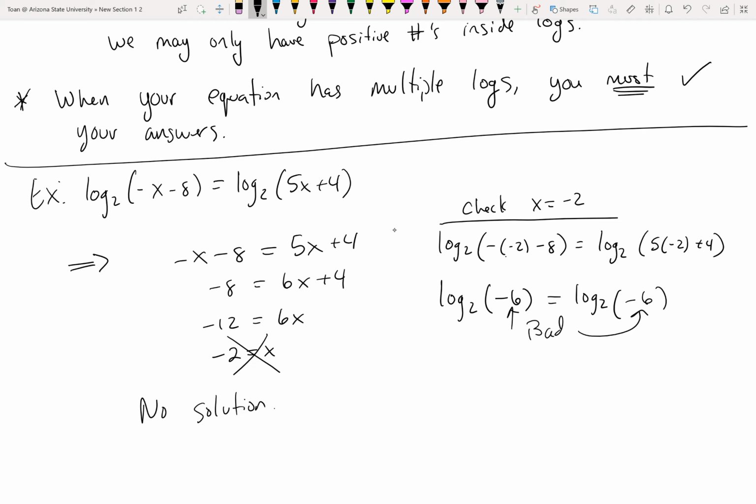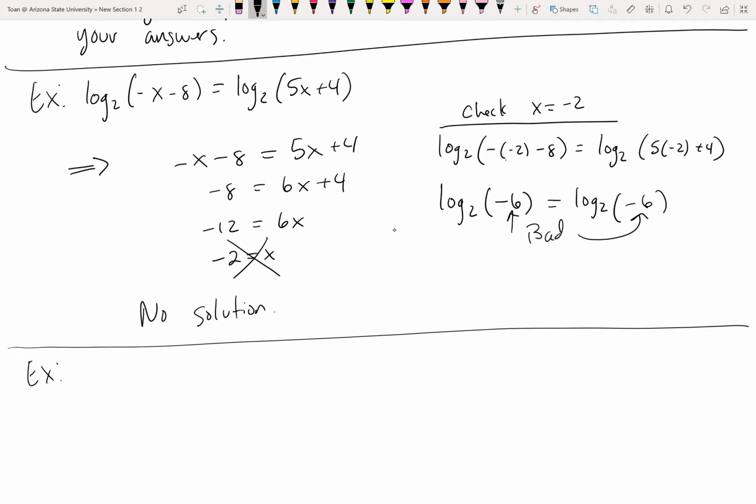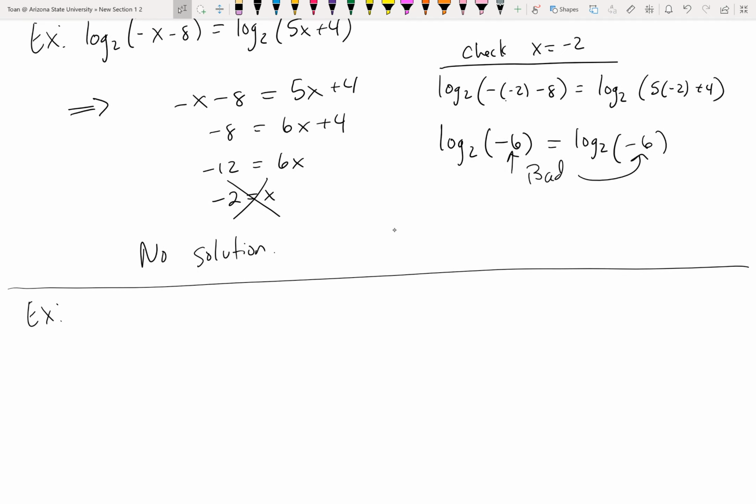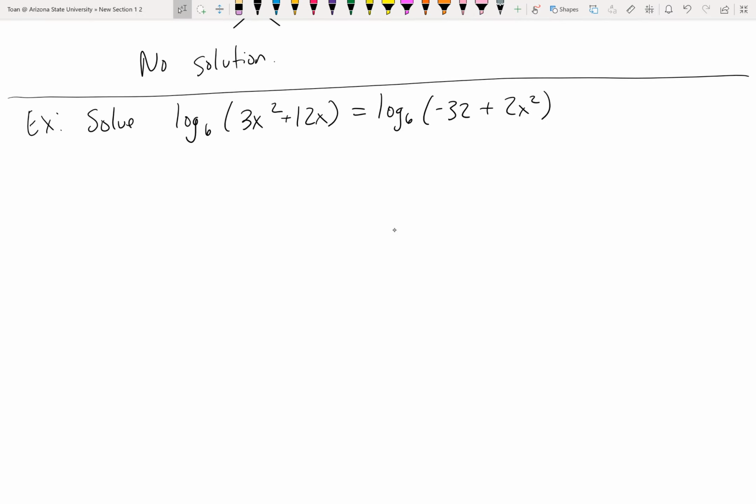If both logs are the same, then both arguments must be the same. The only way I can make this question harder is if I make the arguments slightly more involved. So instead of linears, I could toss in some quadratics. Say, for example, solve log base 6 of 3x squared plus 12x equals log base 6 of negative 32 plus 2x squared. By logical conclusion, we can deduce that the argument 3x squared plus 12x is equal to the other argument, negative 32 plus 2x squared.